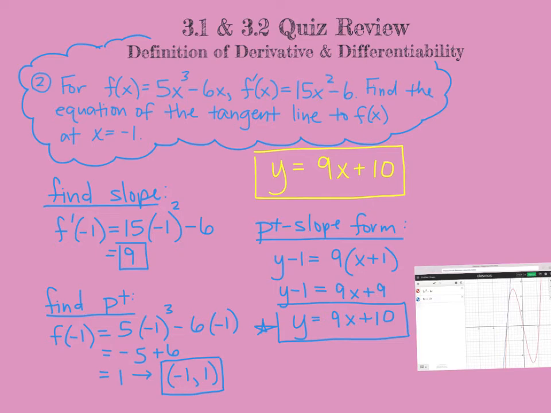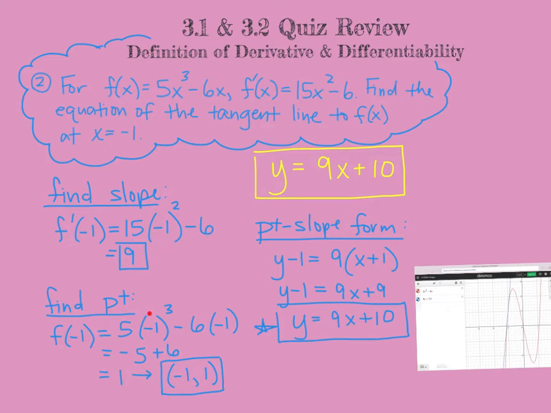So in order to find the equation of any line, we need a point and a slope, and then we can use point-slope form. So I found the slope first. You could do either one first. Plug the x value of -1 into our f prime equation, and then I just had to be careful with PEMDAS and negatives, so 15 times 1 minus 6 is 9, so our slope's 9.